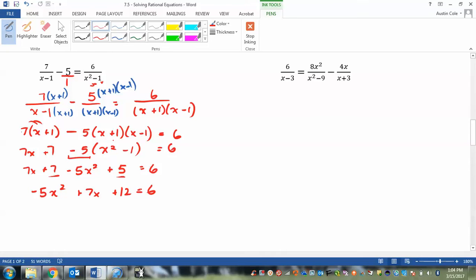Now, guys, if you wanted to, it's a lot easier to move everything to the left, isn't it? So if you wanted to do that and just subtract 6, and then flip all of the signs, that's the same thing. So I get negative 5x squared plus 7x plus 6 equals 0. And now if I wanted to switch all of my signs, that's the same thing as moving everything to the right. Because I just don't like that negative sign there.